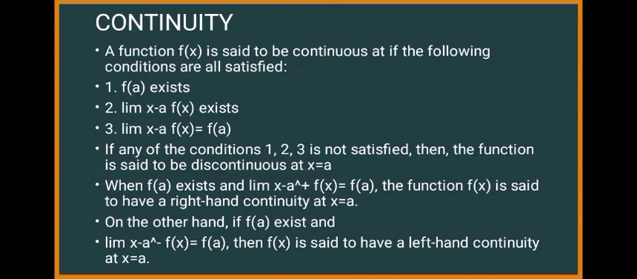When f of a exists and the limit of f of x equals f of a as x approaches a from the positive side, the function f of x is said to be right-hand continuous at x equals a. On the other hand, if f of a exists and the limit of f of x equals f of a as x approaches a from the negative side, then f of x is said to be left-hand continuous at x equals a.